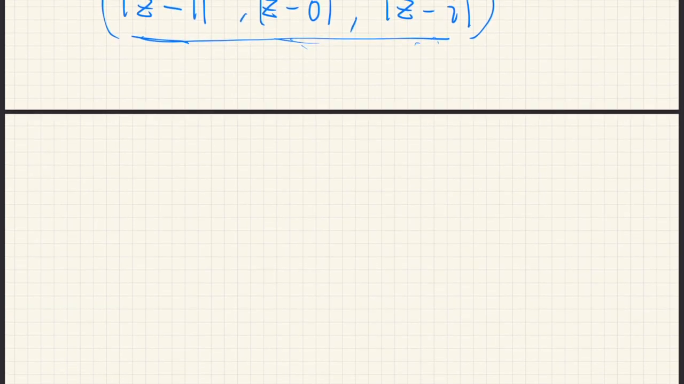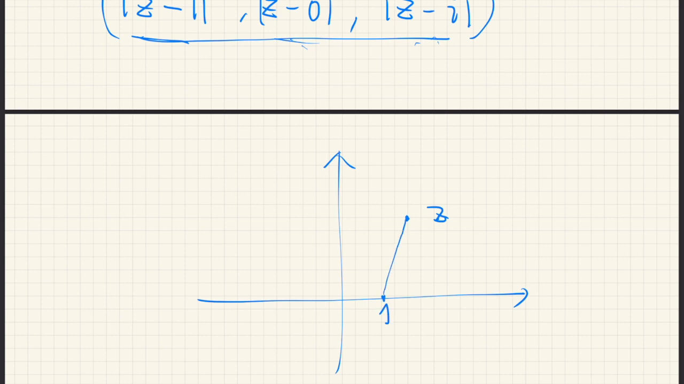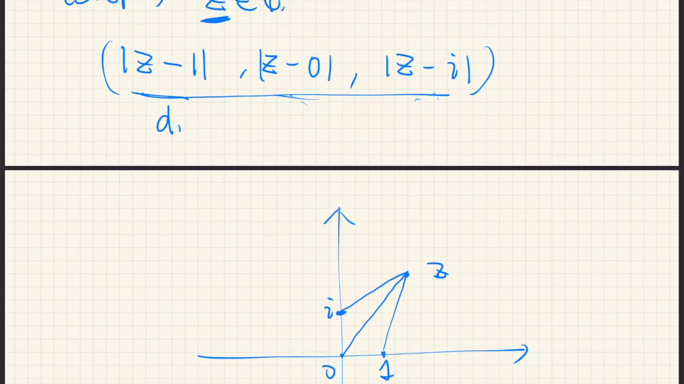And conversely, if we specify three distances instead of a point, then there is only one point that satisfies these distances. That means, let's say we have a point here, and we consider the distance between this point and 1, and i, and 0. Now let's say this is d1 and this is d0 and this is di.